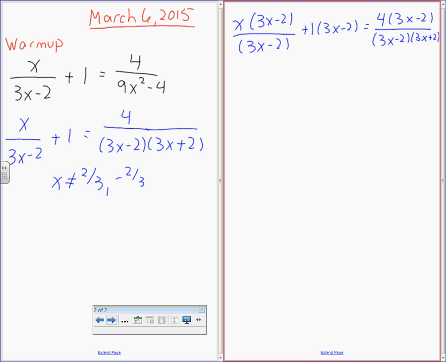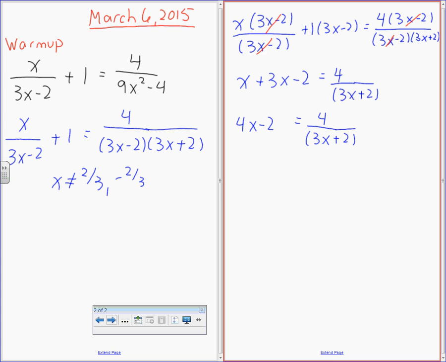Okay, so things are starting to cancel here. I'm just going to rewrite that. So I'm going to call that x + (3x - 2) = 4 over (3x + 2). And I might just also neaten this up and call that 4x - 2 = 4 over (3x + 2). That's an optional step, okay, but I might as well neaten it up if I can.